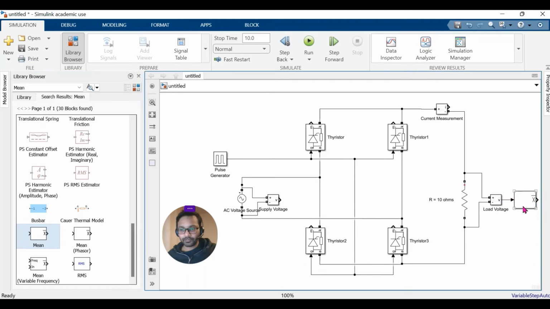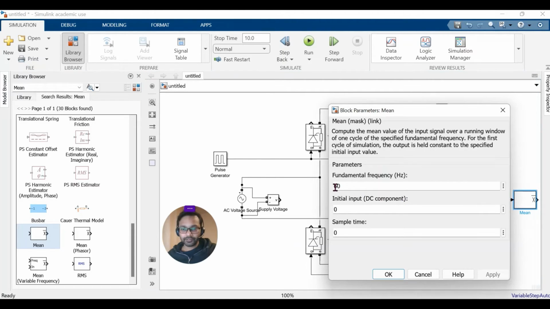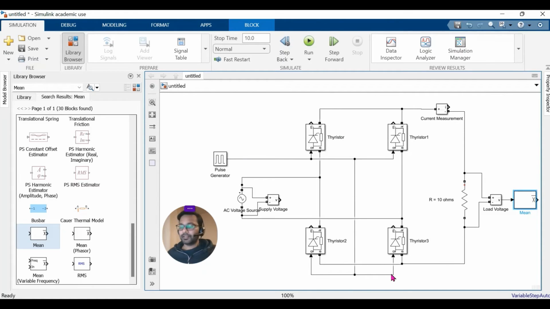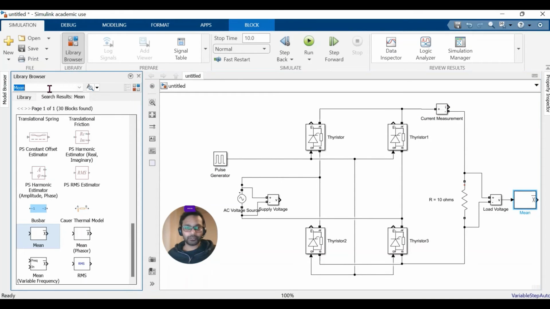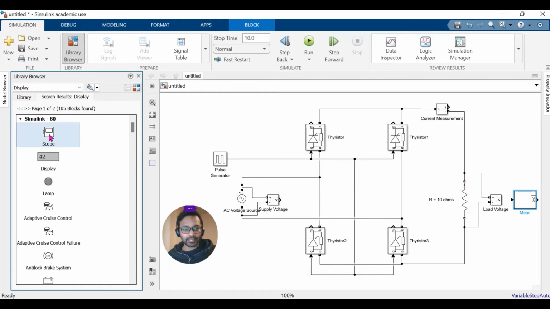Okay, and change the fundamental frequency to 50 hertz. Okay, now I will have to measure the supply voltage and all these things, the supply current and the pulse generator output. So for that I will search for display and add a scope.